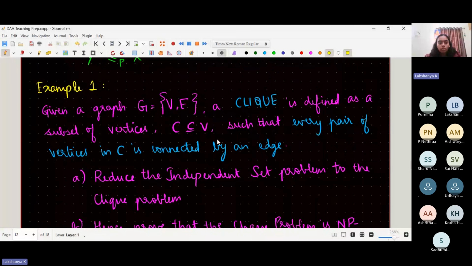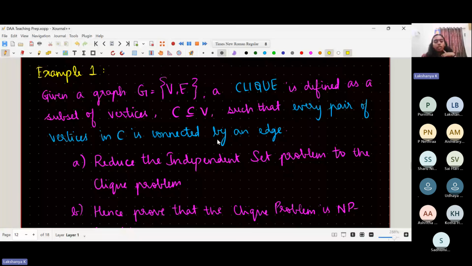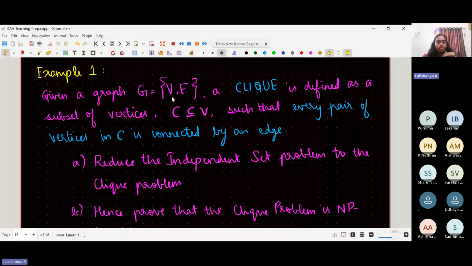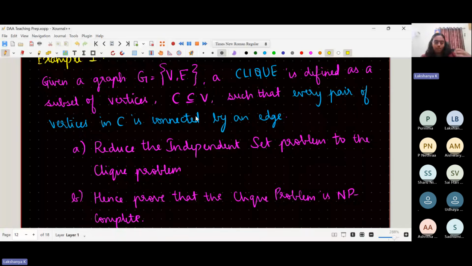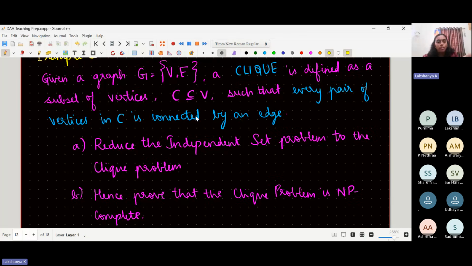So the first thing we're going to do is reducing independent set to clique. Given a graph G = (V, E), where V is the set of vertices and E is the set of edges, a clique is defined as a subset of vertices such that every pair of vertices is connected by an edge. If you remember independent set, it is a subset of vertices where no two vertices in that subset should be connected by an edge. Clique is the exact opposite. Every two vertices in your subset should be connected by an edge.